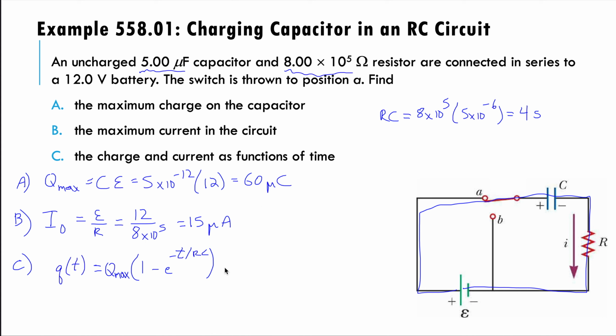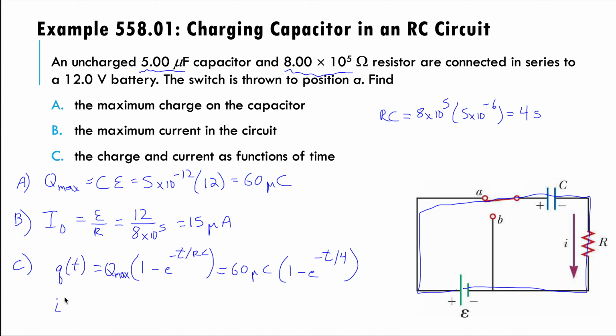All right, so the charge is going to be 60 microcoulombs times 1 minus e to the negative t over 4. As long as the time is in seconds here, the units cancel out, and our charge is going to be in microcoulombs, and given by this expression at any time, we can get a certain amount of charge.